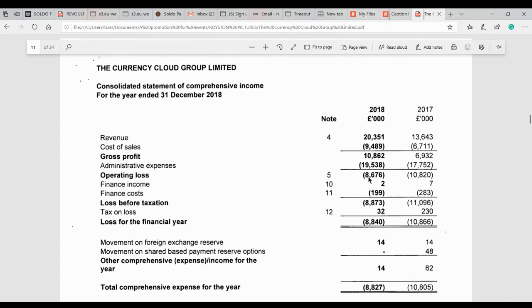And let me tell you something. They're also paying very, very low taxes. Yeah, because they have a loss before tax. And that is a strategy that these companies are actually using. That's why some of these big companies can actually get away with paying very little taxes.